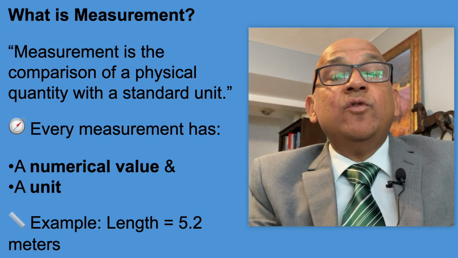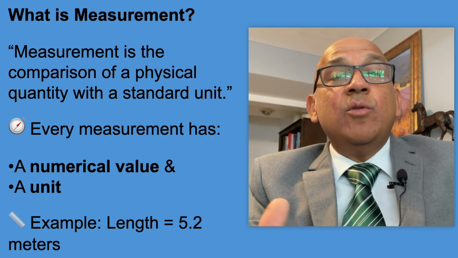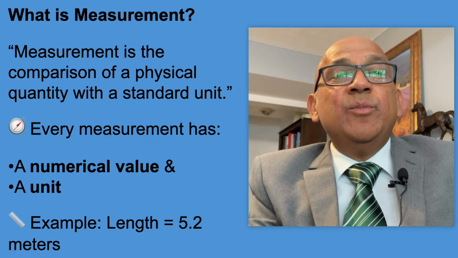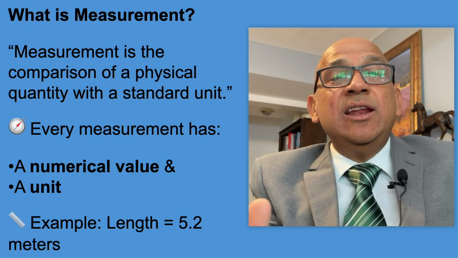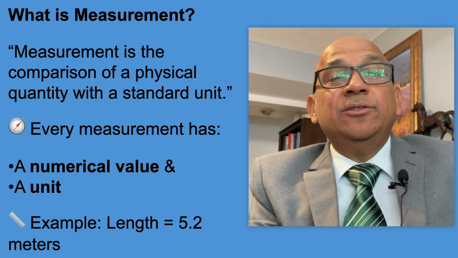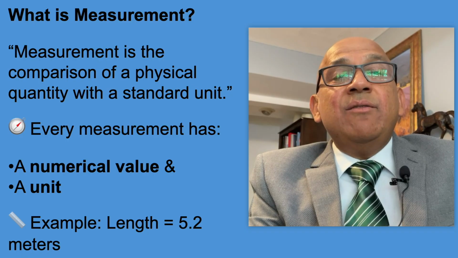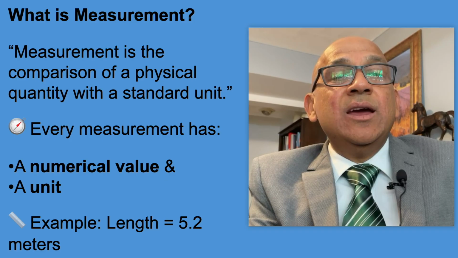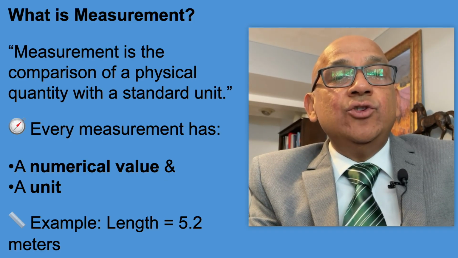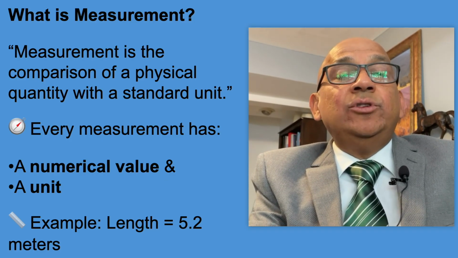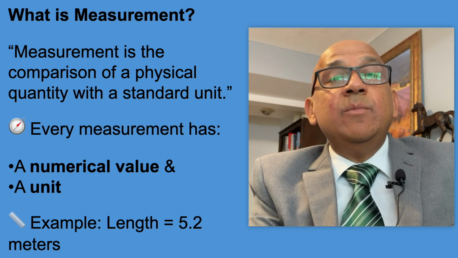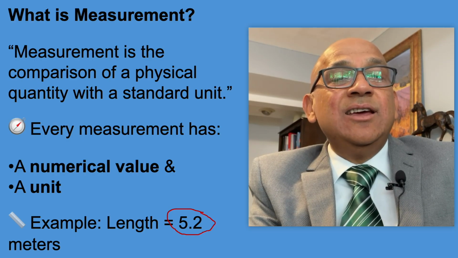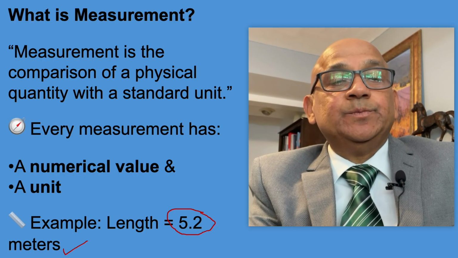For example, suppose you want to find the length of some object, then what you will do, you will take a scale and you will compare that object with a scale and find out how long it is. So every measurement will have two things. The first one is a numerical value and second thing will be the unit. For example, suppose the length comes out to be 5.2 meters. So 5.2 is the numerical value of that length and meters is the units.